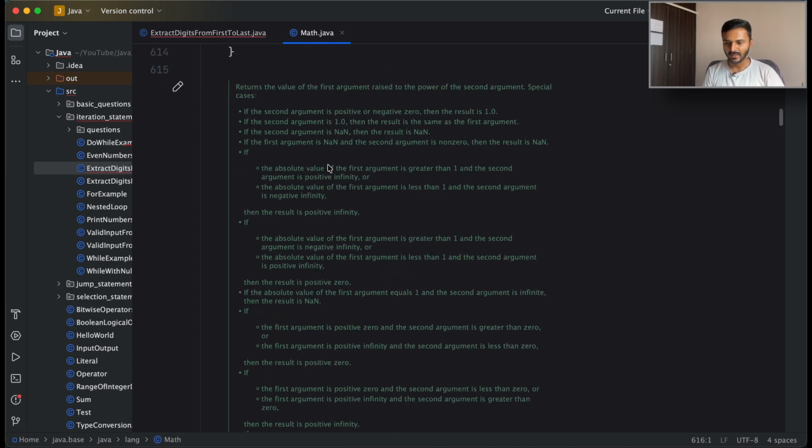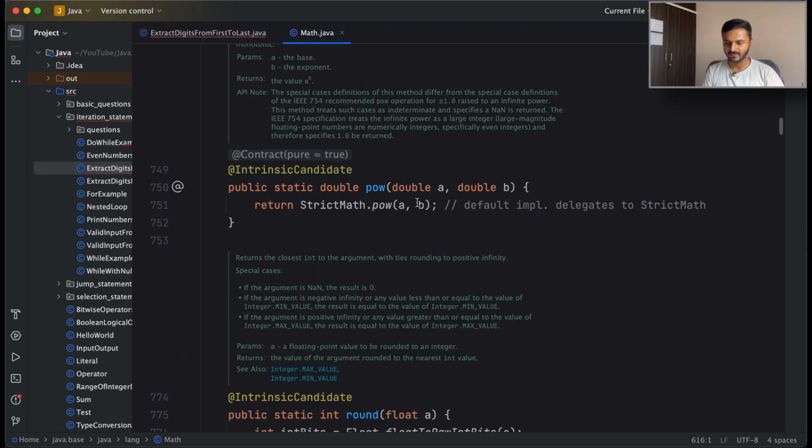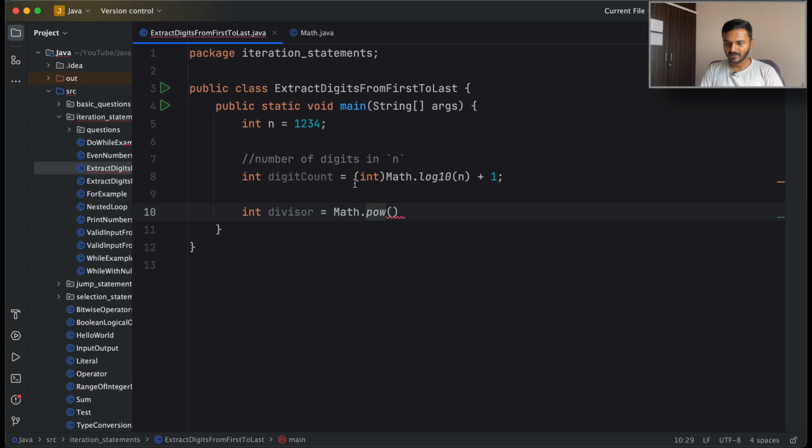that back to you. Now, if you take a look at the method itself, it is taking two values and both the values will be treated as double. And the value that it returns back is also double, right? So similar to what we did with log 10, what we will have to do here is pass the two values, the first one being 10 and the second one being digit count minus 1. Then this will give us a double value back. So what we are going to do is put this in a pair of parentheses and say int. That is, this is being typecasted to int.